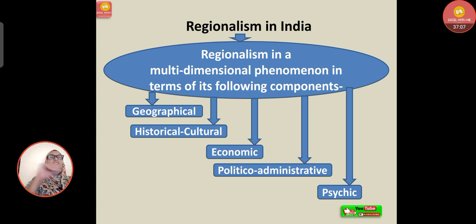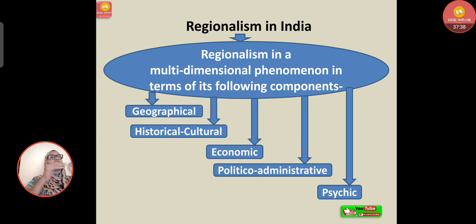inflammable. Next, that is the economic component. It is the crux of regionalism. It is common knowledge that India is underdeveloped economically in spite of the many achievements registered since independence. The resources are scarce and demand is disproportionately heavy and ever growing on account of continued population explosion.